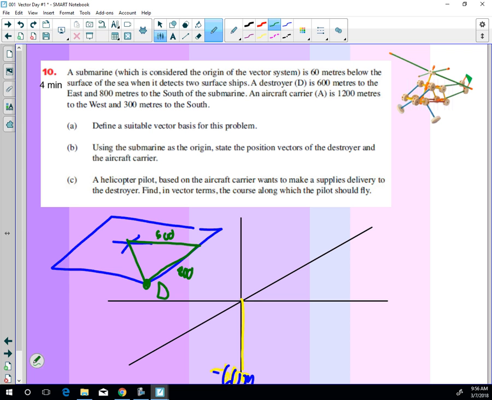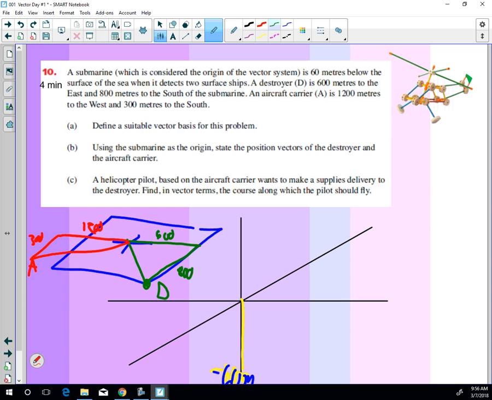Oh, aren't these fun? They're so fun. 1,200 meters west, and then 300 south. And I bet we could find that distance, couldn't we? And that one is my aircraft.